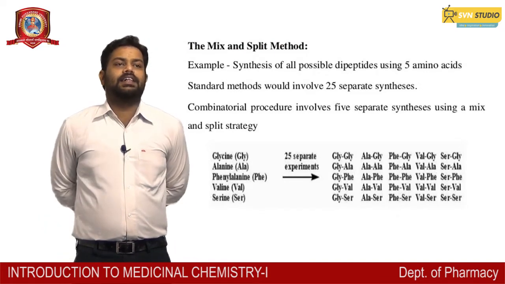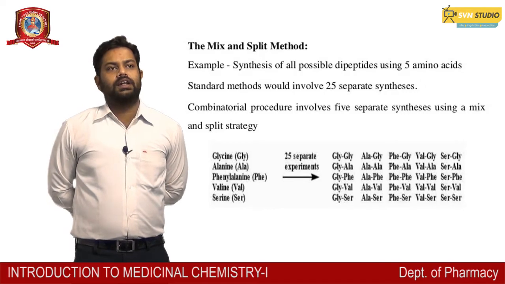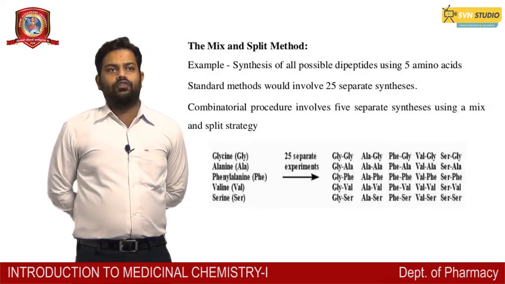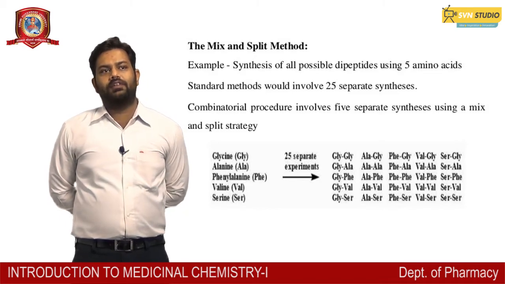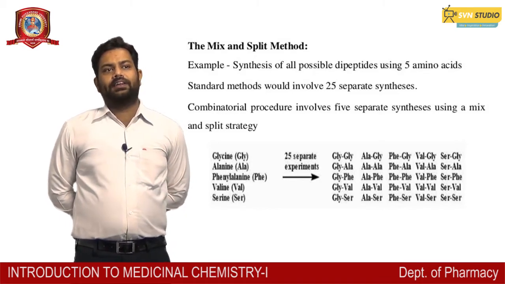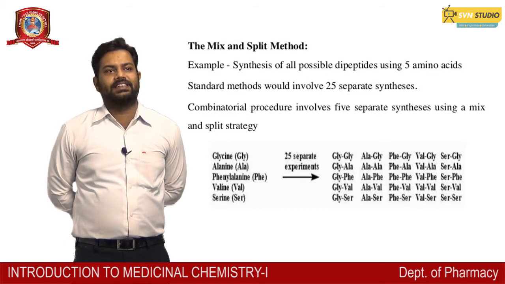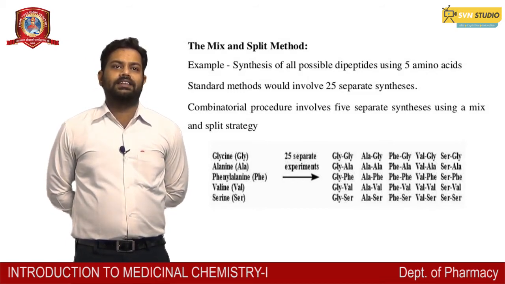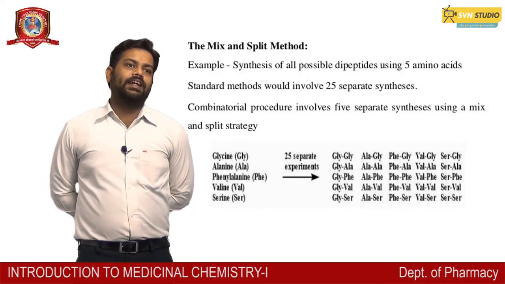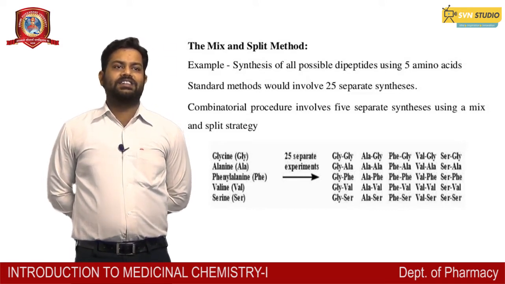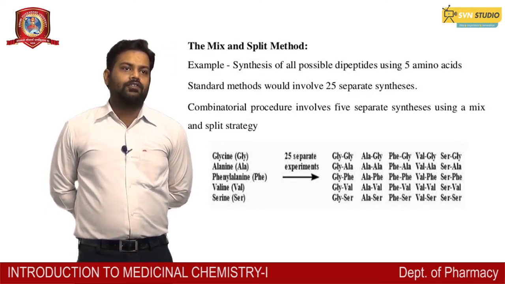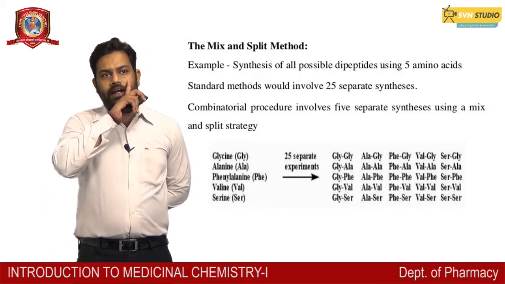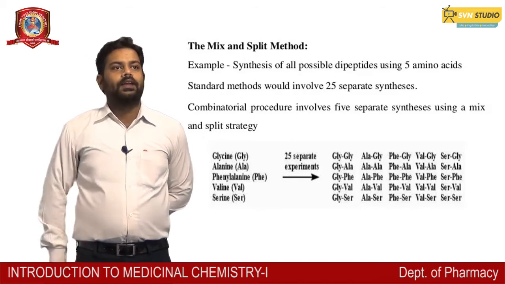This is a structure which shows the mix and split method. Example: synthesis of all possible dipeptides using 5 amino acids. A standard method would involve 25 separate syntheses, whereas the combinatorial procedure involves only 5 separate syntheses, using a mix and split strategy, with glycine, alanine, phenylalanine, valine and serine, and 25 dipeptides are formed.